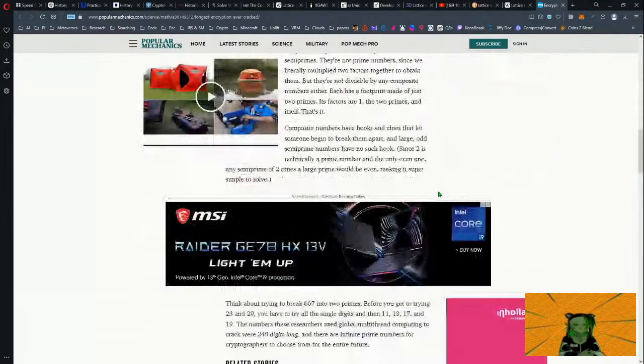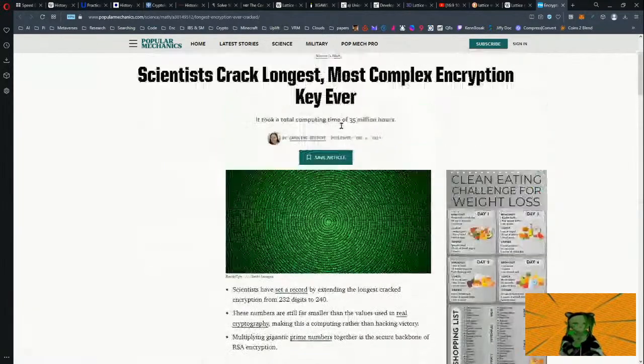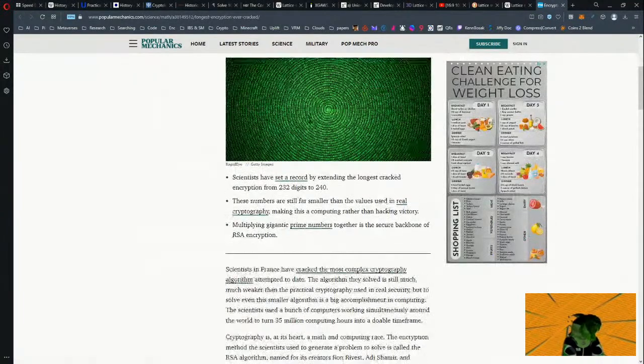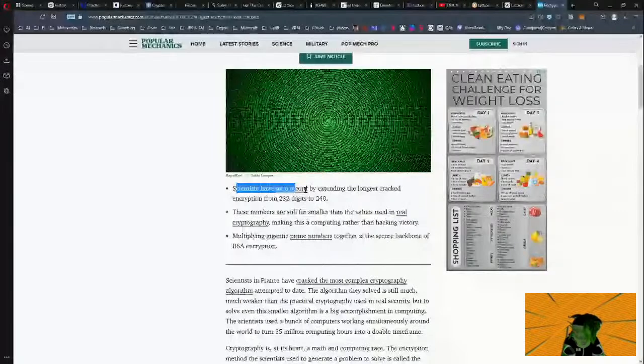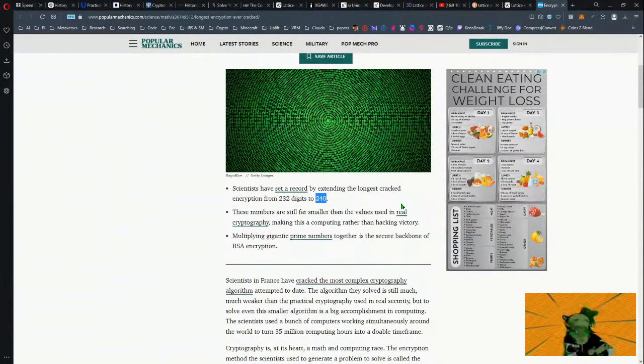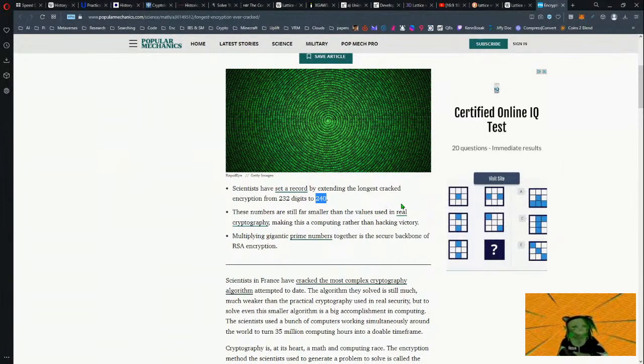So I just wanted to show you guys what these different encryptions are. And we're talking about the longest encryption key ever. I thought there was a picture in here to show some of that, but I'm not seeing it. I guess it's the only thing I have here. But basically, scientists have set a record by extending the longest cracked encryption from 232 digits to 240. I want to keep pointing out, right now, Bitcoin encryption is 256 digits. No, I'm wrong, 256 bytes, which, take that times 2.14, and that's about how many digits are inside of it. It's a little over double, sometimes a little under double, based on which one you're on. Bitcoin is a little over double. Some of the newer encryptions that we use are a little under double.